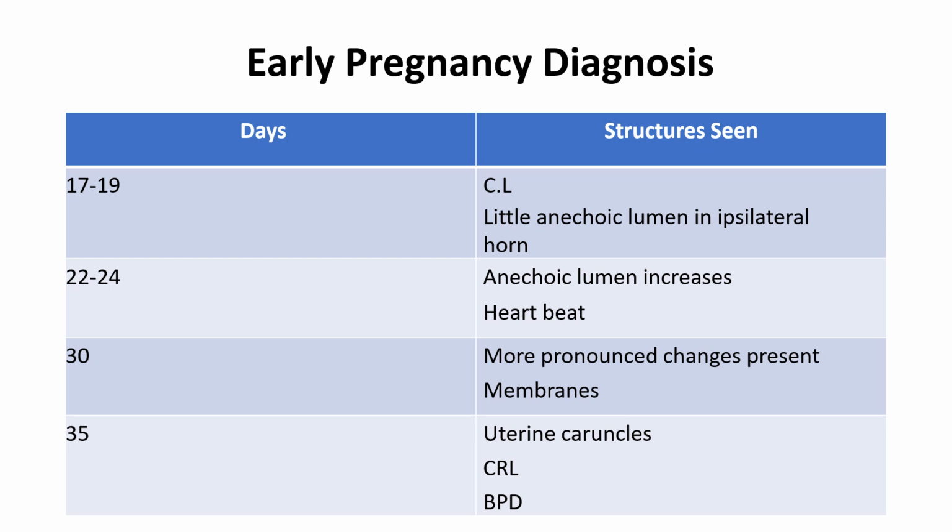On day 22 to 24, you can see that the embryo has started its heartbeat, and on day 30 you can see the membranes, and the anechoic lumen is increased. On day 35 you can see the uterine caruncles, that are the structures present in large and small ruminants. You can see the crown rump length and BPD.